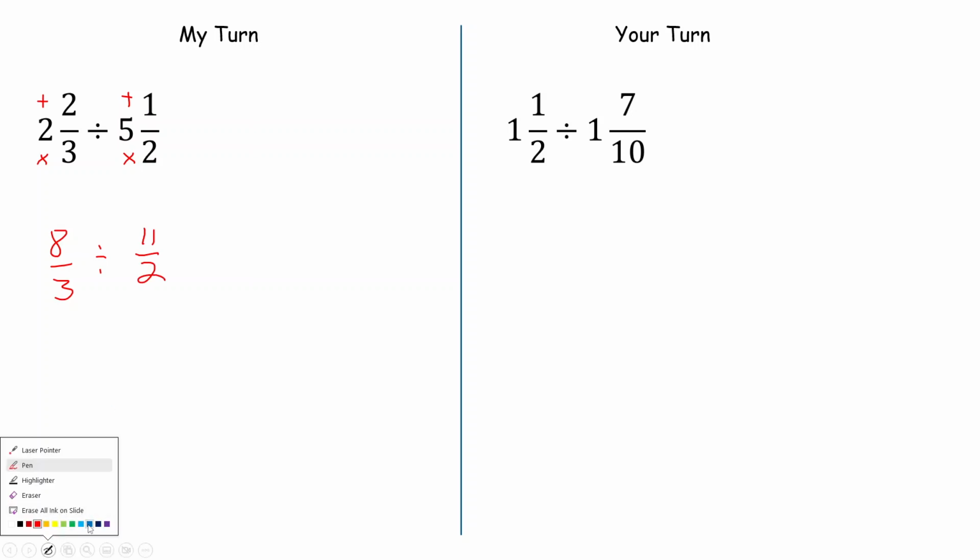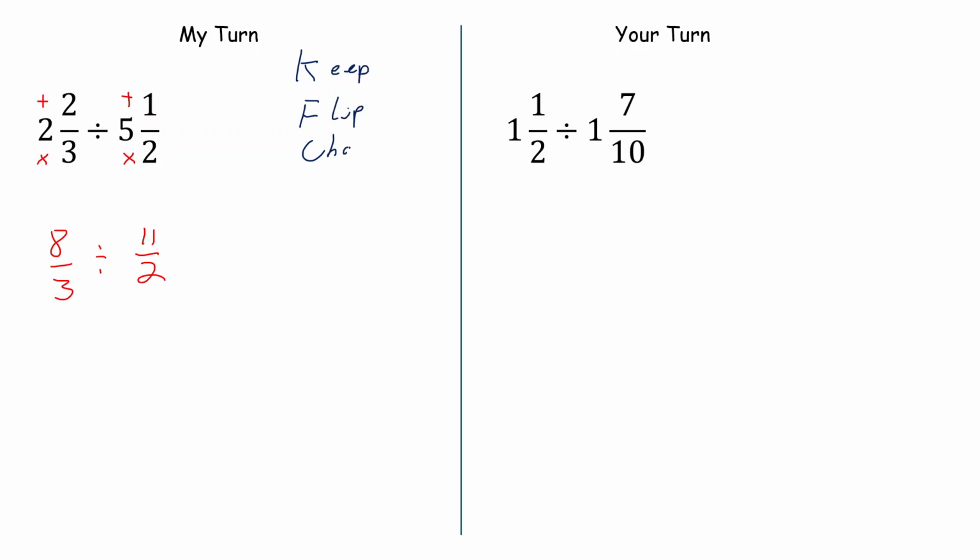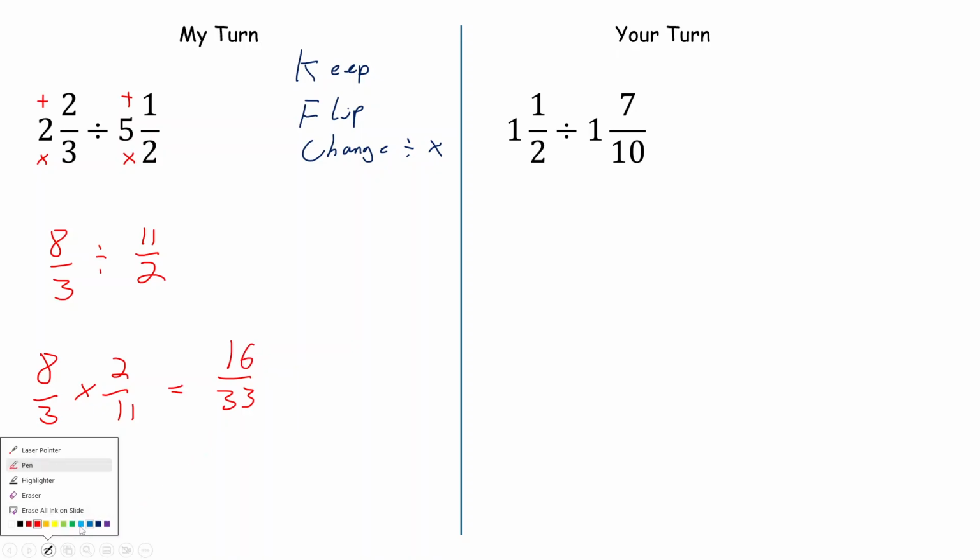And again, just so we have our acronym up here, we've got KFC. So we're keeping the first one the same, we are flipping the second fraction, and we change the sign from divide to multiply. So keep the first fraction the same, keep it as 8/3, you change your sign and you flip the second fraction, so we can do 8 by 2, which is 16, and 3 by 11, which is 33, and you definitely can't simplify that any further, so in this case, that is your answer. So 16 over 33 is your answer. And let's give that a highlight, there we go.